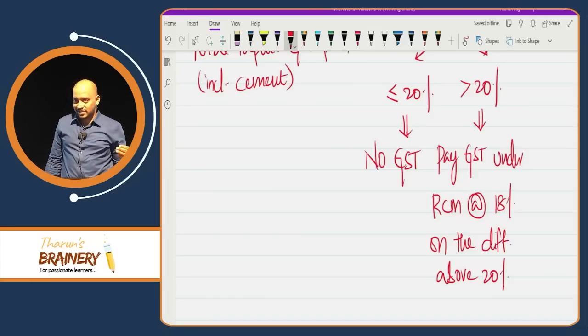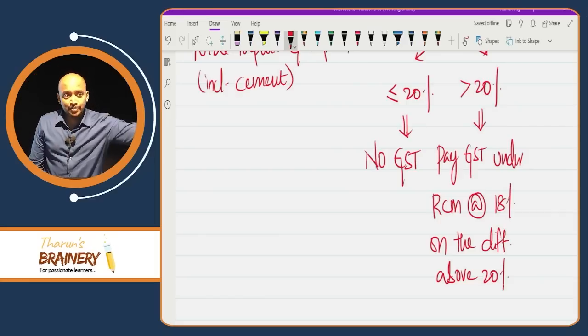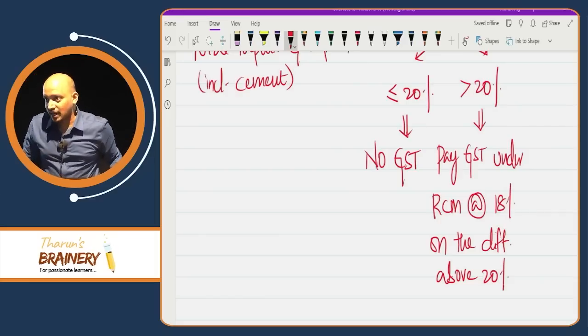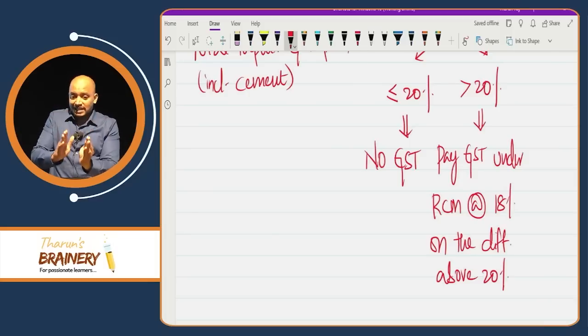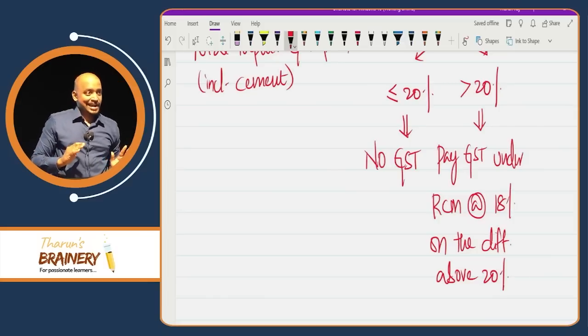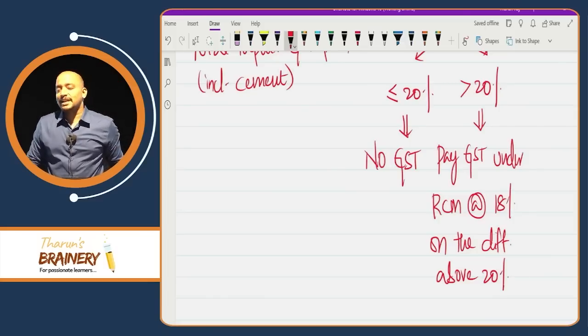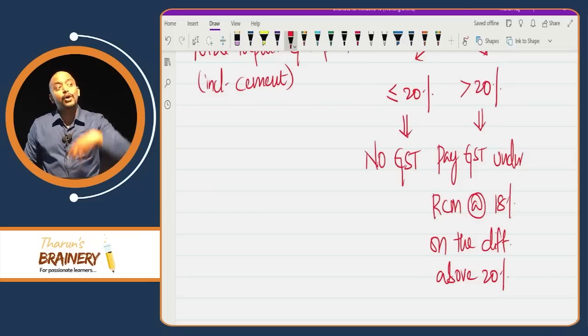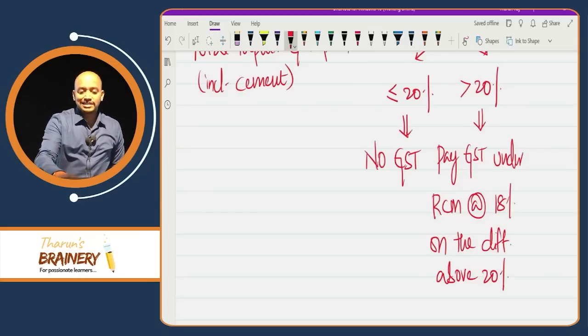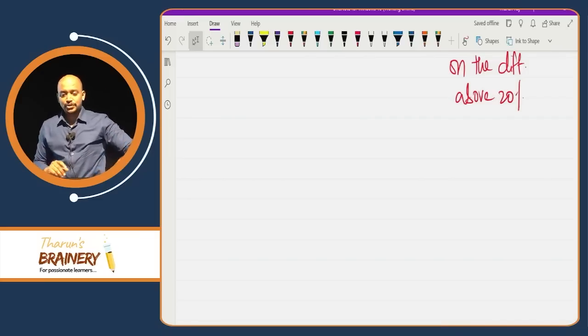Then other goods and services from unregistered person divided by total inputs and input service including cement into 100. If it is less than or equals to 20%, means it is within the 20% limit, so no need to pay GST under RCM. If it is beyond 20%, you need to pay GST under RCM at 18% on the amount above 20%. Now, let's see some illustrations to understand this. Please write down illustration 1.